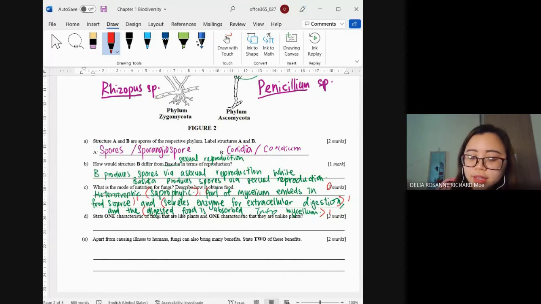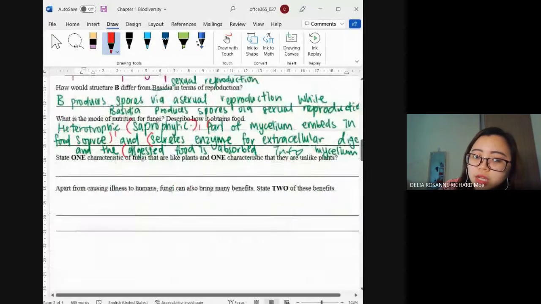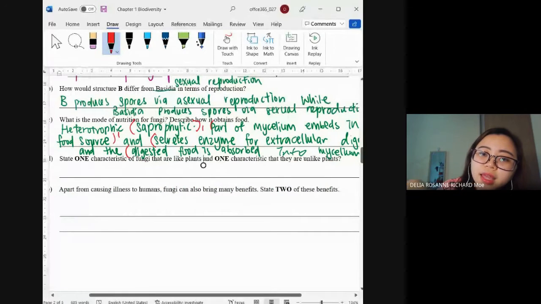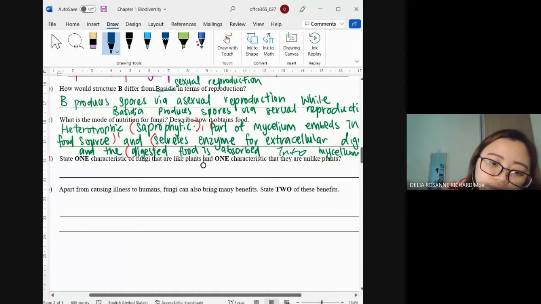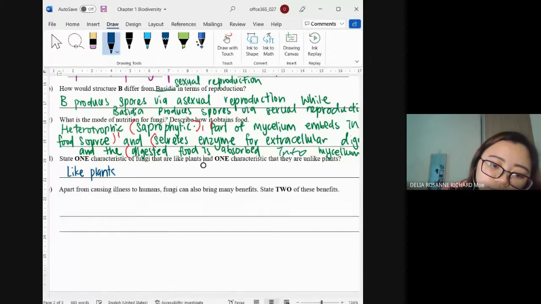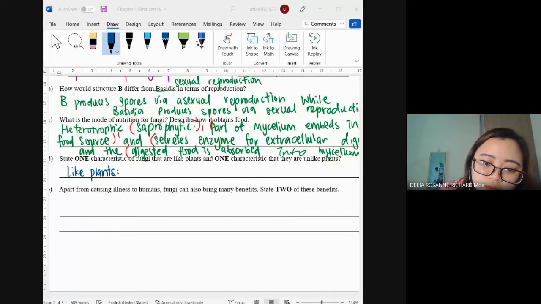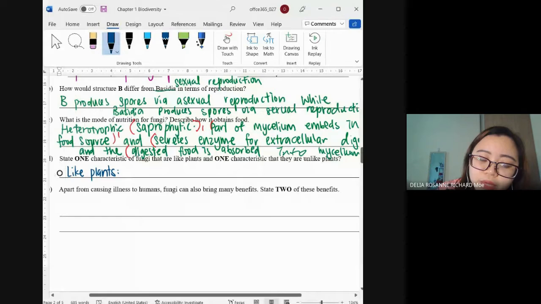Okay, yeah. All right, then I'm going to move on to the next one. 2D. State one characteristic of fungi that are like plants and one characteristic that is unlike plants. Anybody want to answer this one? It's fairly simple. Marnie, I'll answer your question in a little bit, okay? Kita jawab yang 2D dulu.